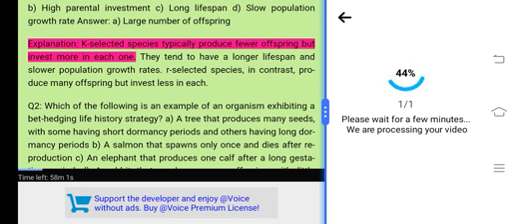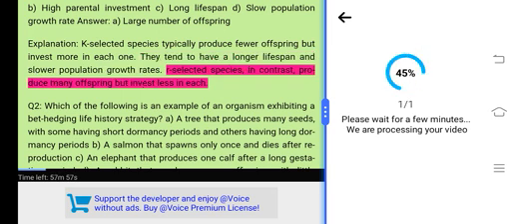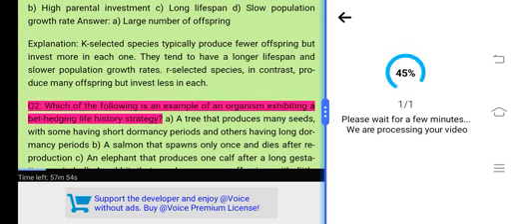Explanation. K-selected species typically produce fewer offspring but invest more in each one. They tend to have a longer lifespan and slower population growth rates. r-selected species, in contrast, produce many offspring but invest less in each. Q2. Which of the following is an example of an organism exhibiting a bet hedging life history strategy?